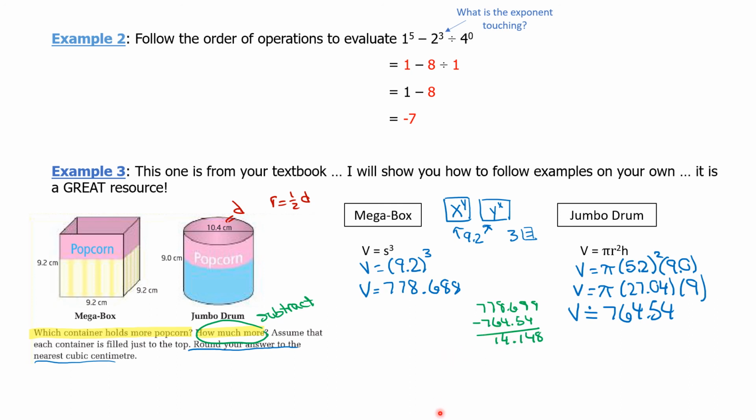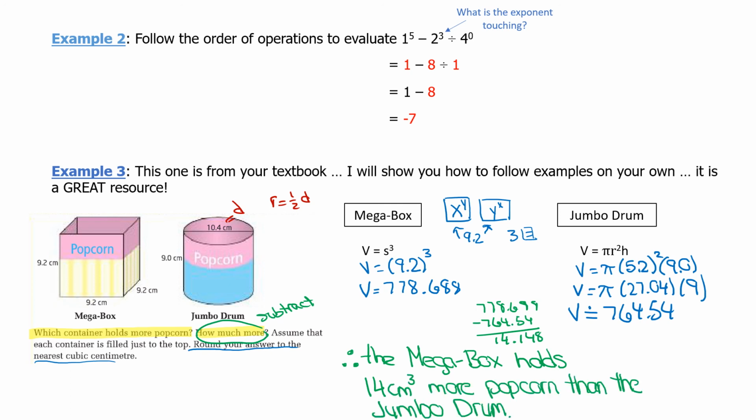So I'm going to write out a sentence, and three dots in math means therefore, if you haven't seen that before. Therefore the Megabox holds 14 what? 14 more kernels of popcorn? What is the unit here? 14 centimeters cube, because we're talking about volume. 14 centimeters cube more popcorn than the jumbo drum. So there's my answer as a sentence, which is required. Anytime you have a word problem, you've got to have a word answer.